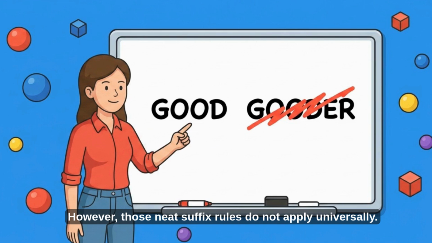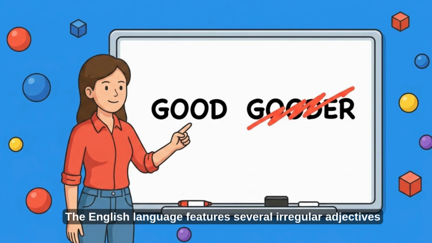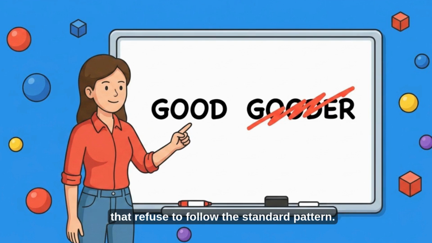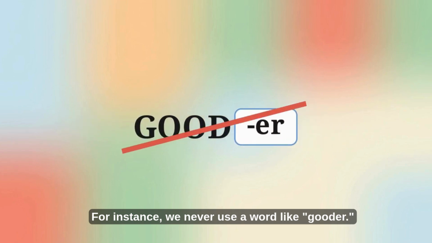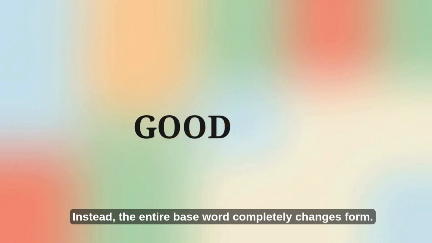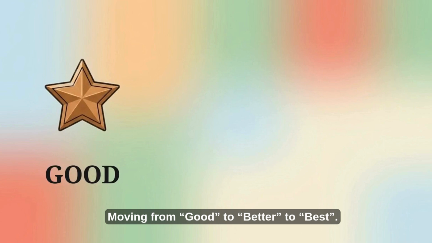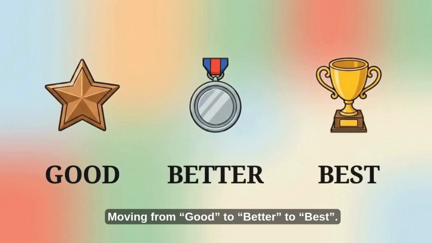However, those neat suffix rules do not apply universally. The English language features several irregular adjectives that refuse to follow the standard pattern. For instance, we never use a word like gooder. Instead, the entire base word completely changes form, moving from good to better to best.